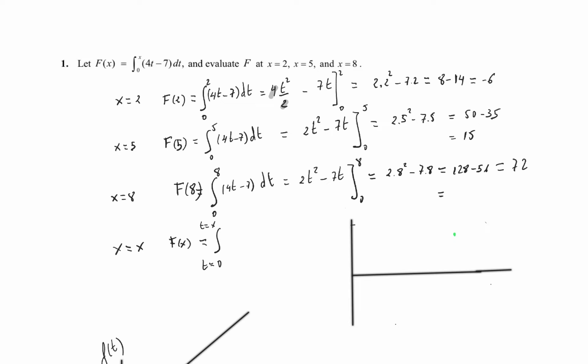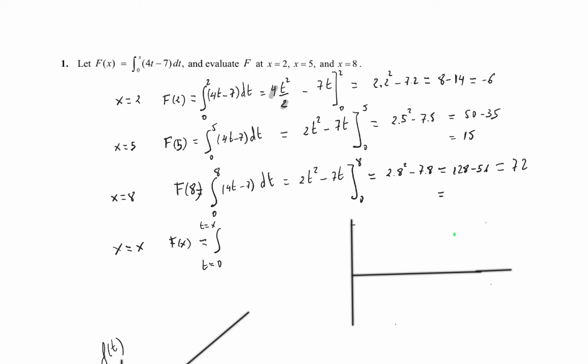If you do the same thing for x equal 5, F of 5 represents the area below the curve 4t minus 7 between 0 and 5. F of 5 will be the integral from 0 to 5 of 4t minus 7, and if you make the calculation, it will be 15. And you do the same for x equal 8.